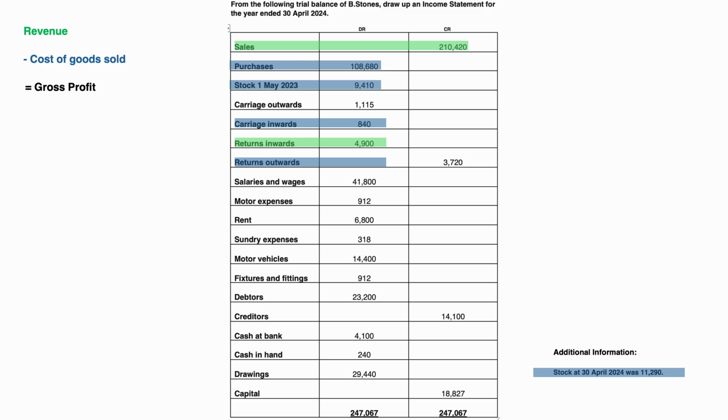Let us now look at the items that will fall under operating expenses. The expenses are carriage outwards, salaries and wages, motor expenses, rent, and sundry expenses. After subtracting operating expenses from gross profit, we get net profit. The items left unhighlighted are items that are found in the balance sheet, so we do not cover them in this tutorial. Let us prepare the income statement.